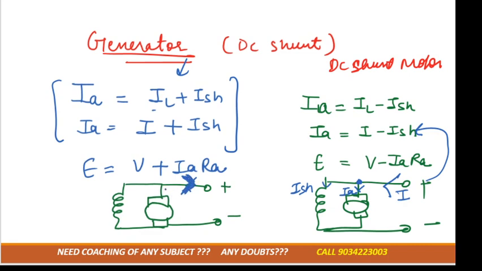Now for the generator, the current is moving outside, because in a generator we are getting the current. In the armature also the current is moving outside, because the armature is generating current. But the shunt is basically used for making a temporary magnet. For making the temporary magnet the current is needed, so it would be ISH. If you again apply Kirchhoff's current law, IA would be equal to I plus ISH. Clear? This is the main difference.